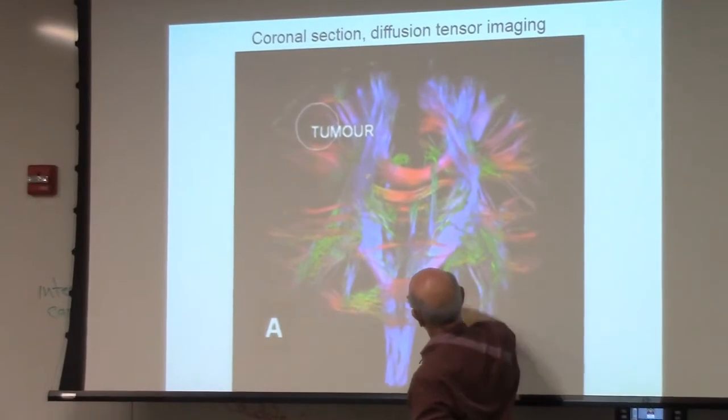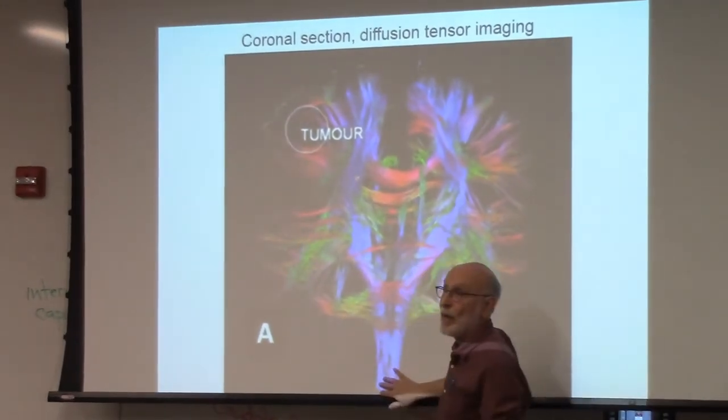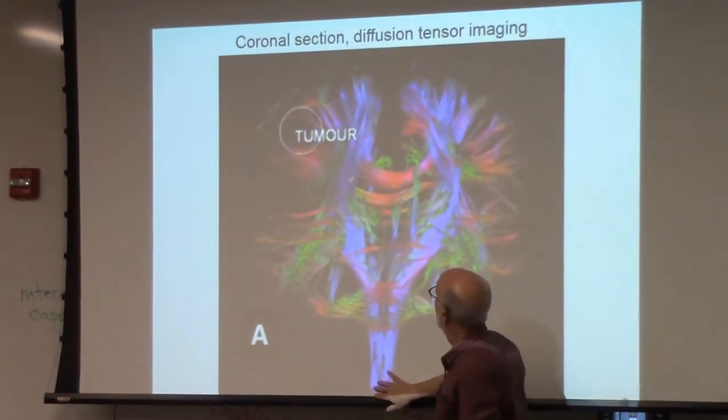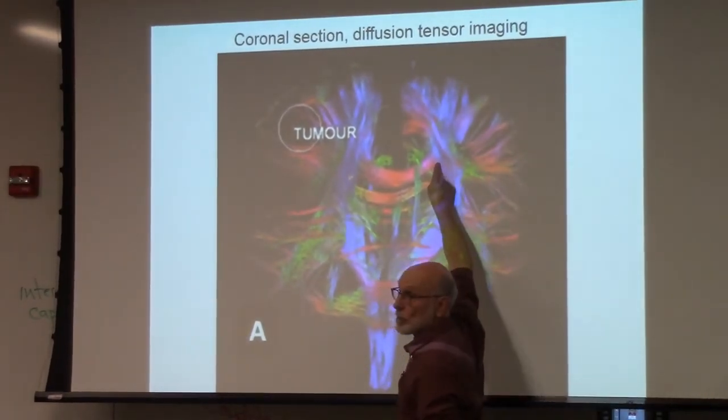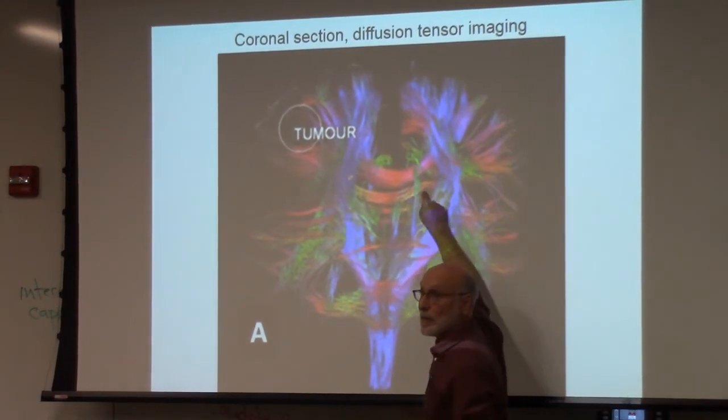So this here is actually the motor pathway. The blue is the motor pathway. And this red here is the corpus callosum. And this red here is the fornix.